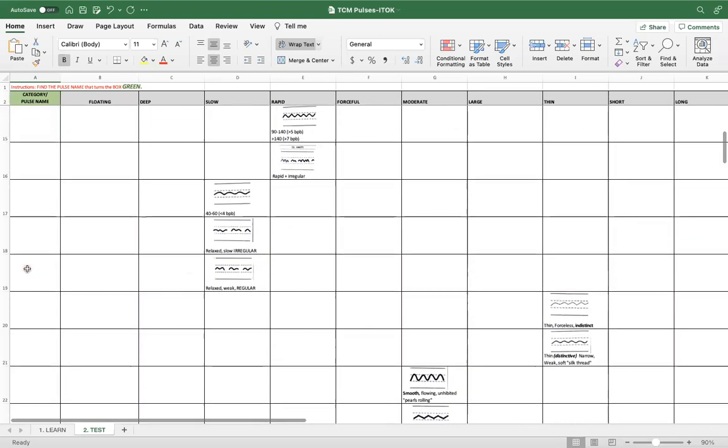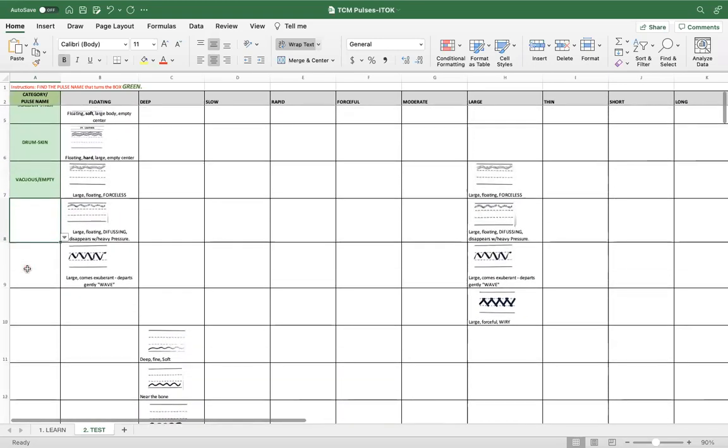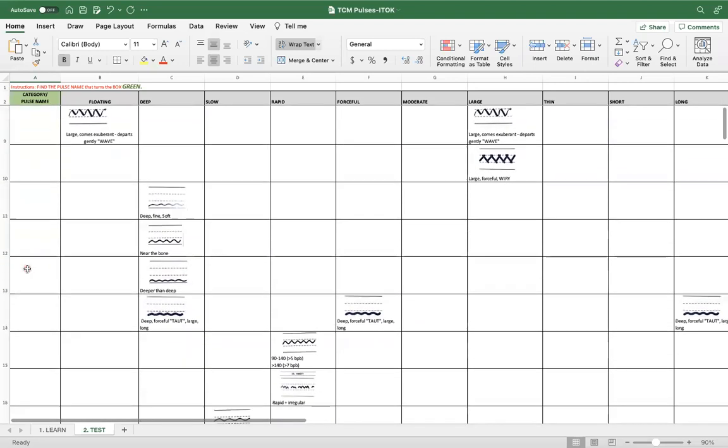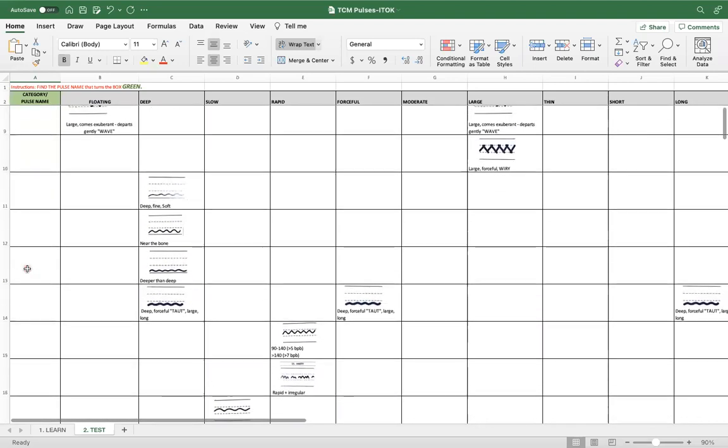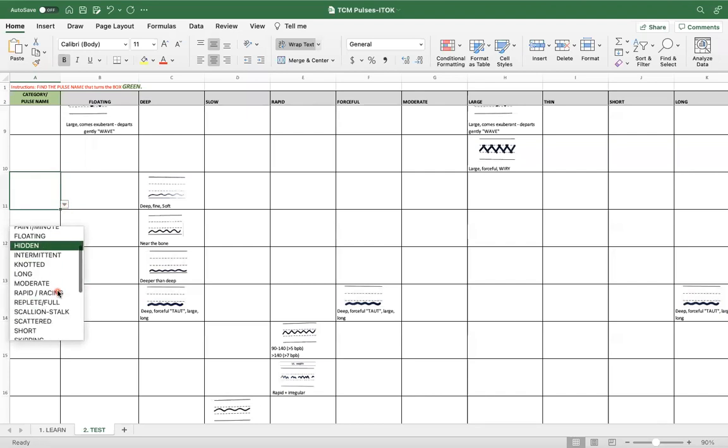And I just recommend you to go not in order. I mean, at the beginning you can do it in order, but then later on you should do them randomly. For example, we have here deep, fine, and soft. We know this is a weak pulse.